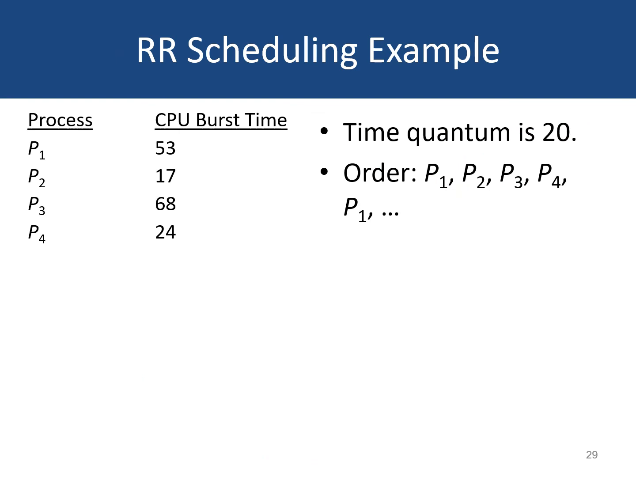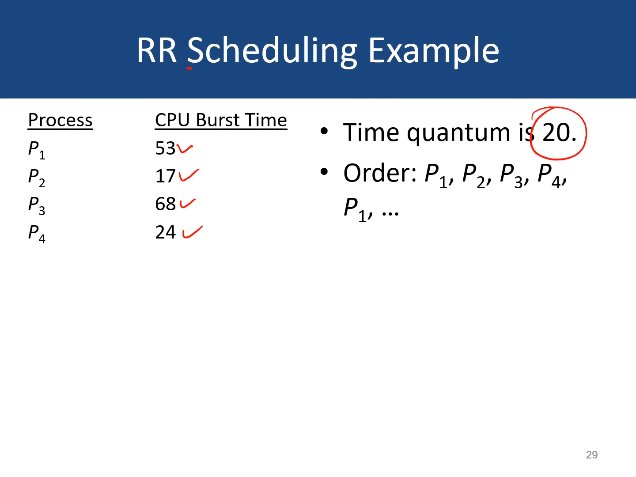So let's take this example to better understand how round robin scheduling works. Let's assume we have these four processes P1, P2, P3 and P4 in our system, and their CPU bursts are as shown over here. Let's further assume that we are using round robin scheduling where the length of the time quantum is 20 milliseconds.